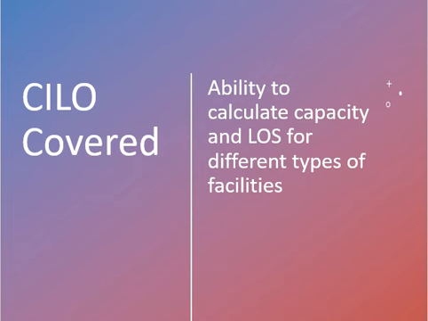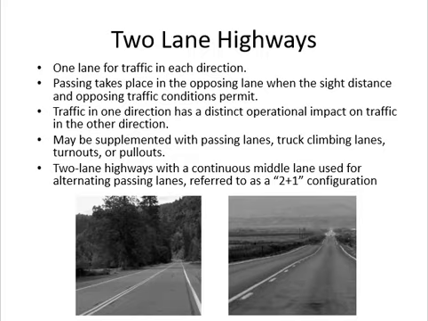We are still on this outcome. Two-lane highway means we have one lane in each direction. So these highways are unique from the other types, from the freeways and multi-lane highways. What are their unique characteristics?